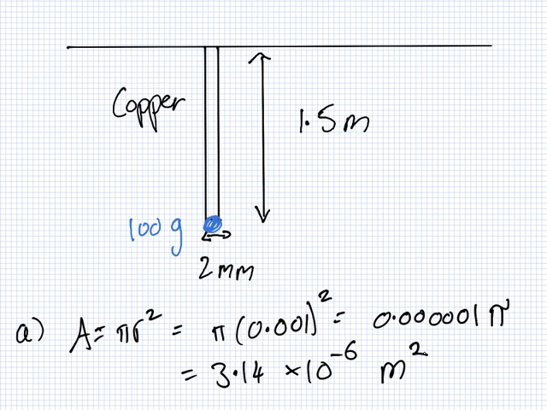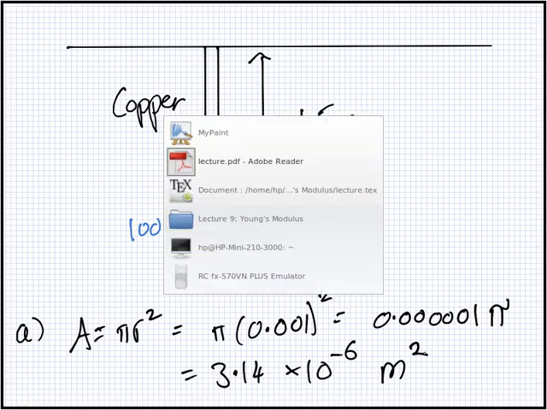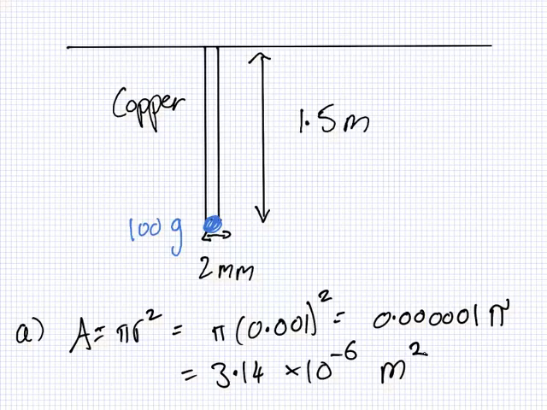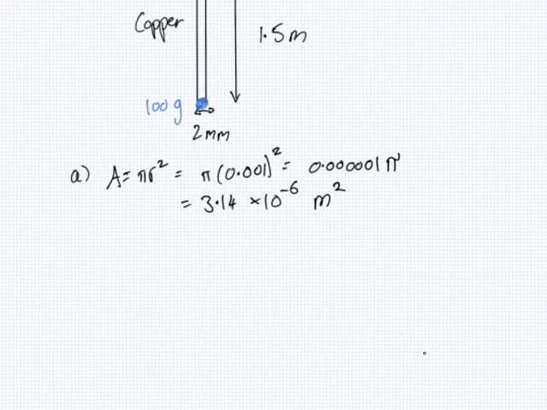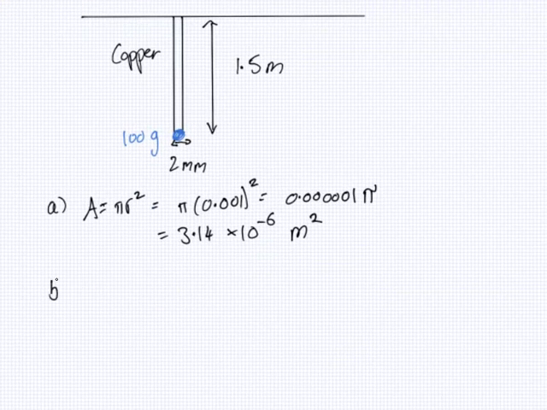Got that? Continue? So, part B now. What is the stress on the wire? Okay, so this, again, not so difficult. What's the formula for stress? Force over area.